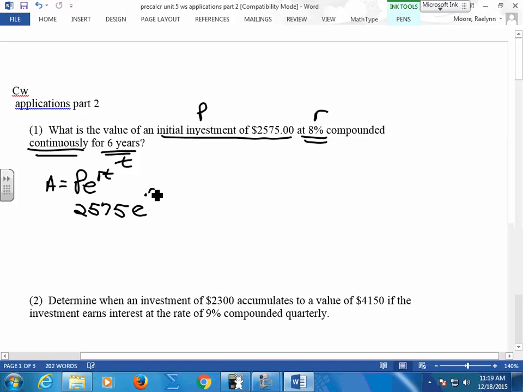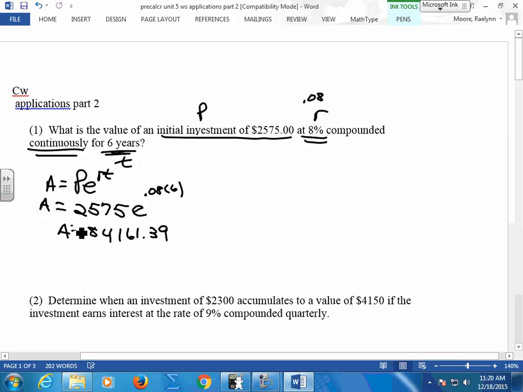Good. 0.08. Flip this to a decimal. Don't put 8 in there. You're going to make a whole lot of money. And then what else goes in here? What's my time? 6 years. Now, do I have anything that I need to know to be able to just not put this in my calculator? Can I just put this in my calculator? Just like we've been doing? So just go put this in your calculator. Dollars round to how many decimals? 2. So $4,161.39.